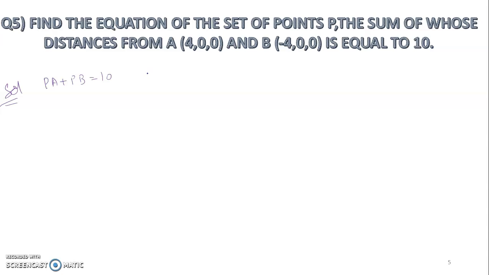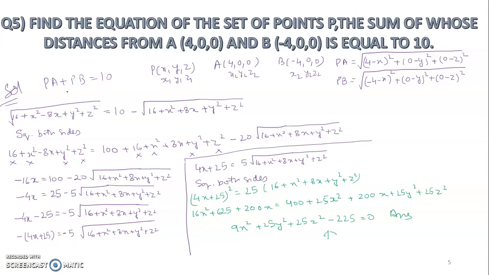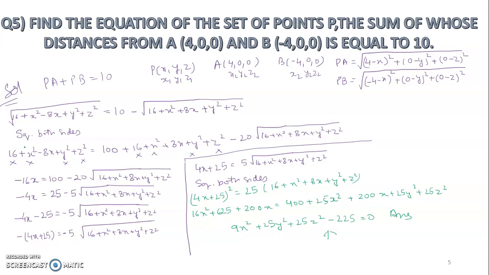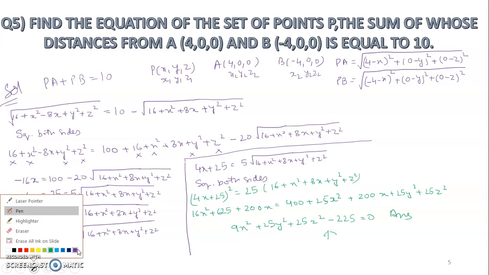This means when it's solved you will get an equation. So let the point be P, and the coordinates be x, y and z. You can take capital Z or small, that does not make any difference, it is coordinates. Now we are taking A as (4, 0, 0) which is given to us, and B as (minus 4, 0, 0). So PA plus PB is equal to 10. If you see carefully, I have done the calculations, students.